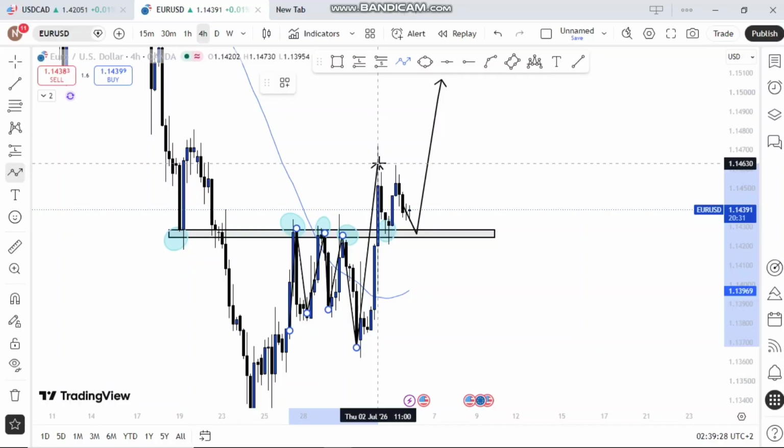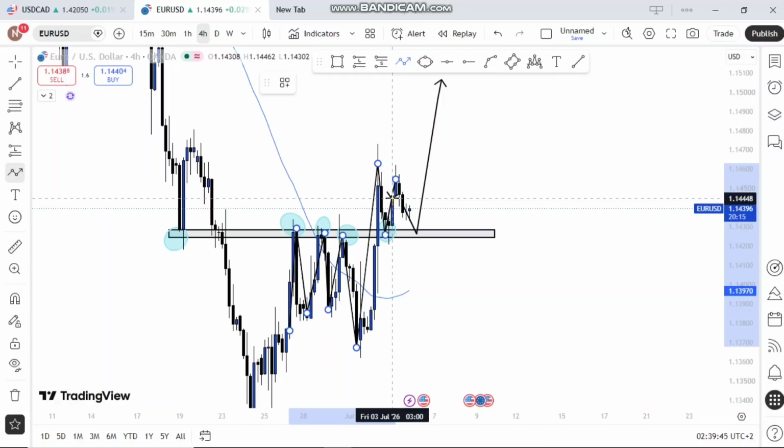Since we broke out, as I always say, break and retest. Now we broke out, we retested it, we came to another point, we created a double top formation. Remember what I told you, the 4 hour is going to show us chart patterns, candlestick patterns. So this is a double top formation.